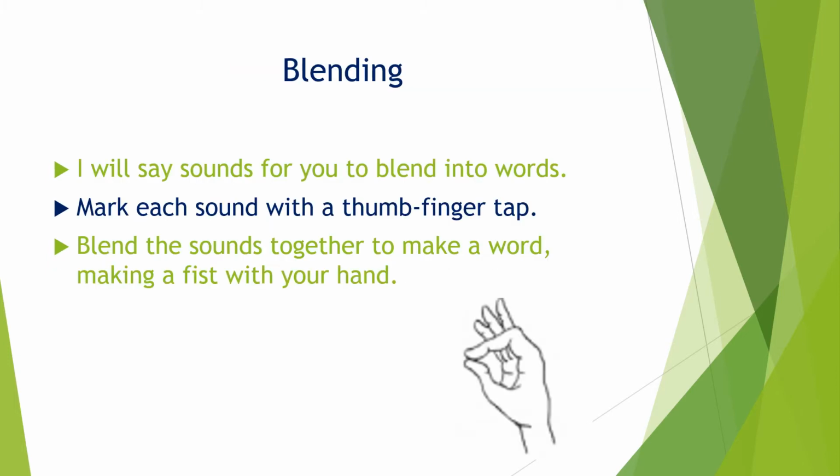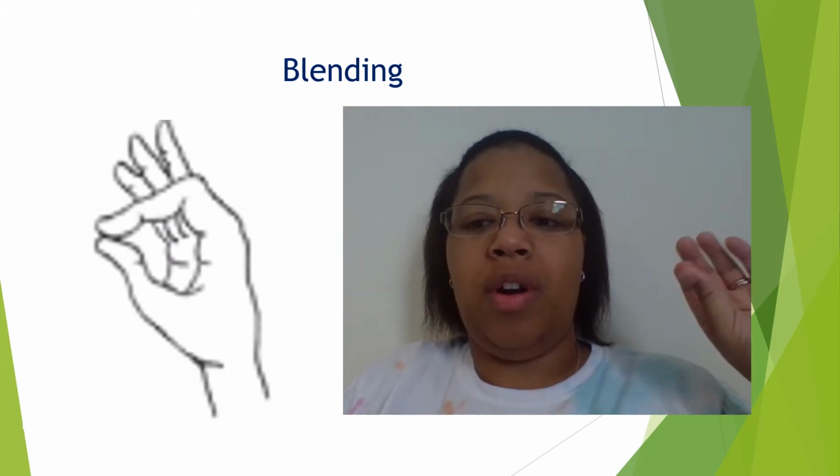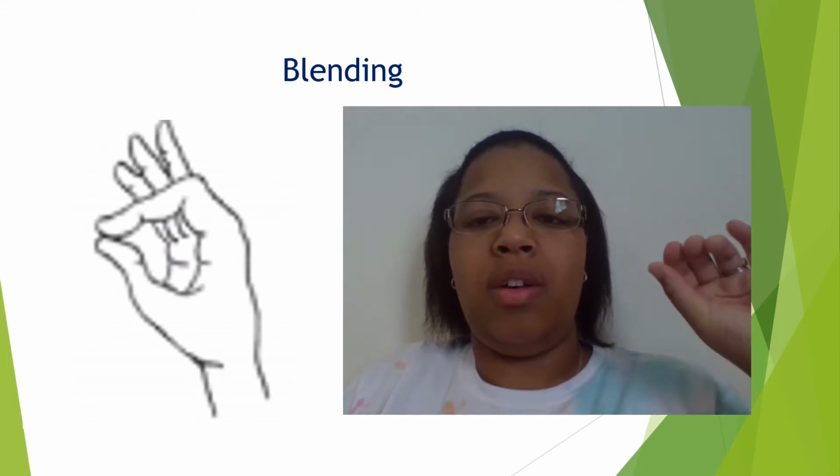Let's begin by blending. I will say sounds for you to blend into words. Mark each sound with a thumb finger tap. Then blend the sounds together to make a word, making a fist with your hand. Repeat after me. R, a, g, rug.